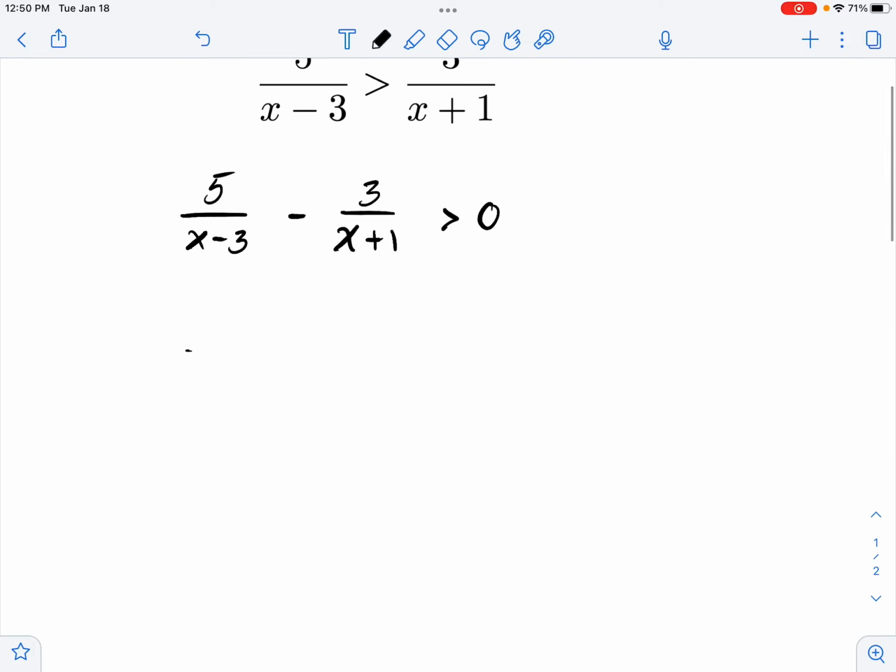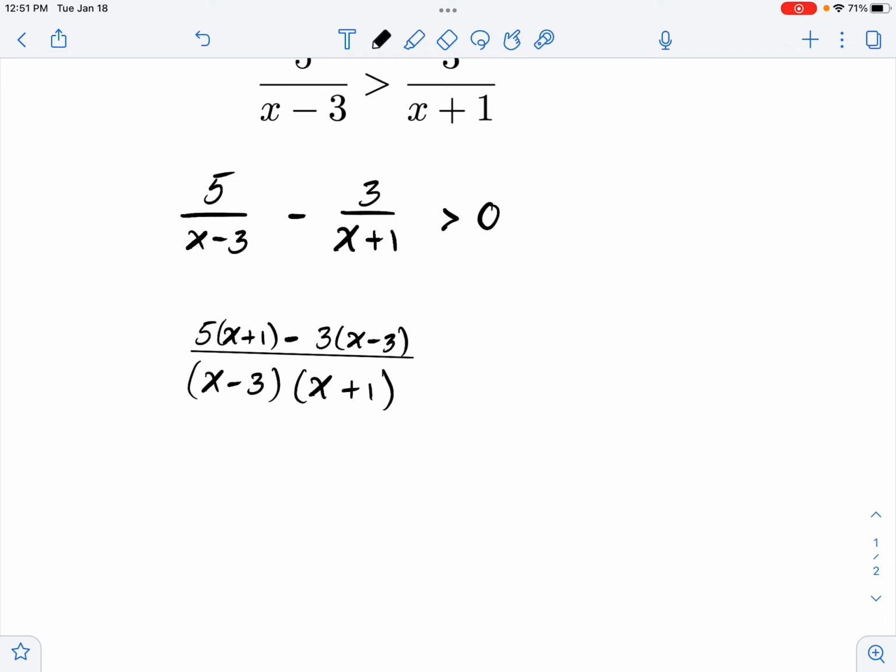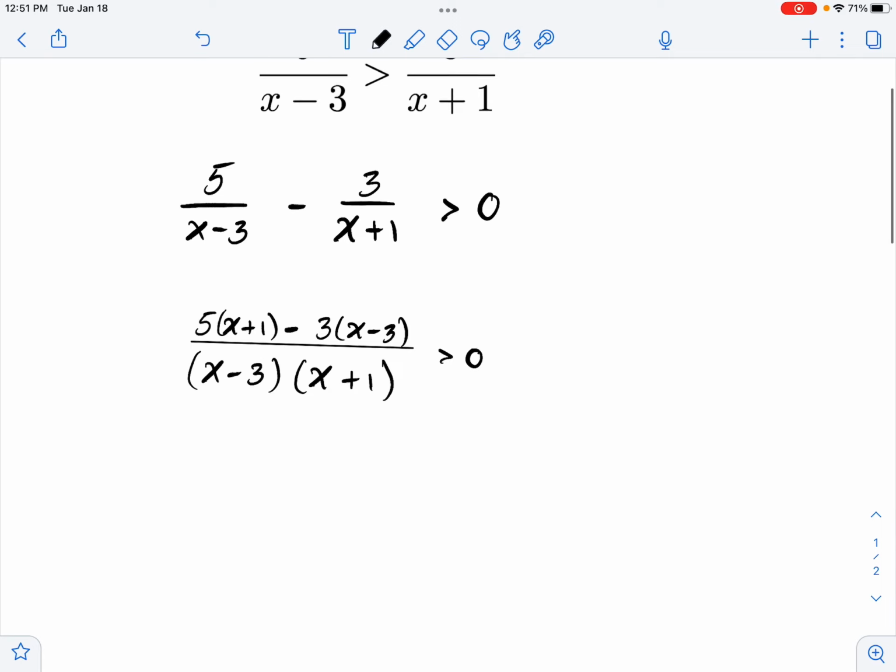And on the left-hand side, I will find a common denominator. That will be the product of my denominators, x minus 3, x plus 1. x minus 3 goes into this x plus 1 times, x plus 1 times 5 is 5 times x plus 1, minus x plus 1 will go in here x minus 3 times, x minus 3 times 3. And that's greater than 0.